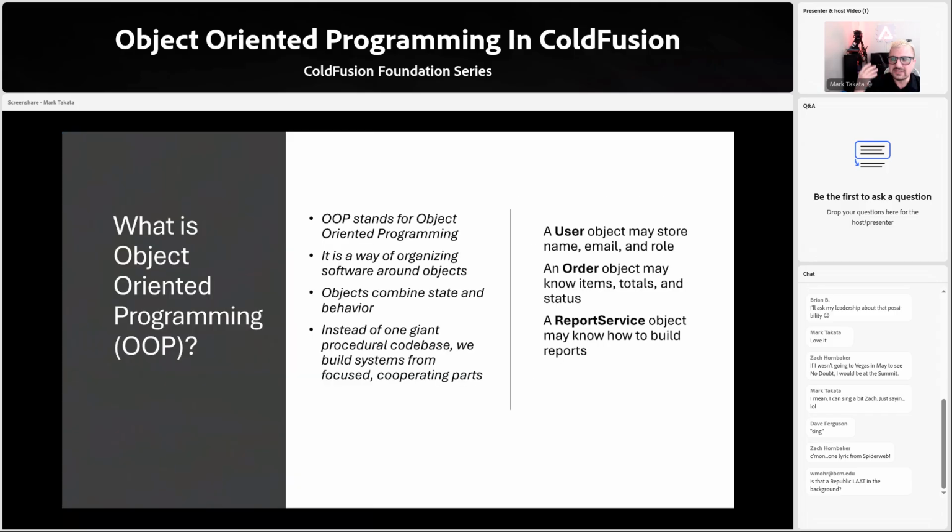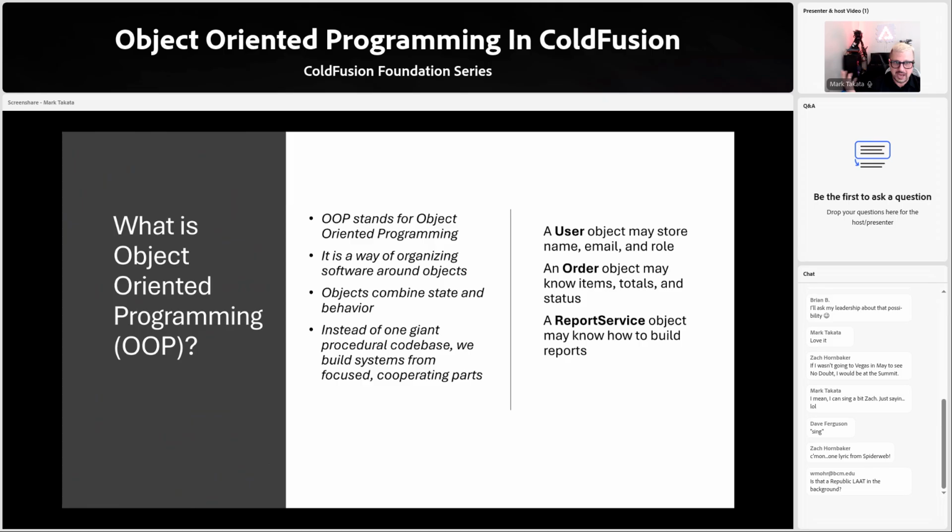So without further ado, what is object-oriented programming? Well, really it's conceptual. Right? It's not like I'm going to download the OOP library, right? So this is a conceptual way of organizing your application programming around something called an object. Okay, so what is an object? An object is essentially an abstraction. It combines the state of something and the behavior of that thing.